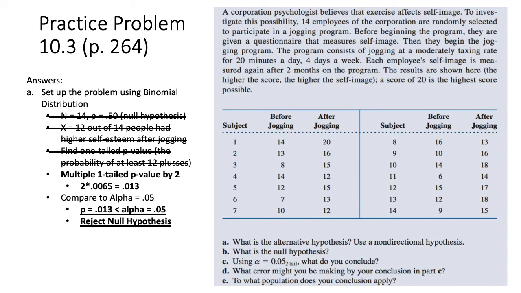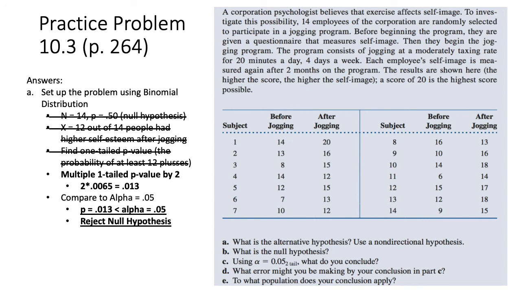We need a two-tailed p-value because this is a non-directional hypothesis. So we simply take 0.0065 and multiply it by 2. And this is our actual two-tailed p-value. It's 0.0135. If we use a two-tailed alpha of 0.05, clearly our p-value is less than alpha, and so we can reject our null hypothesis. Okay?